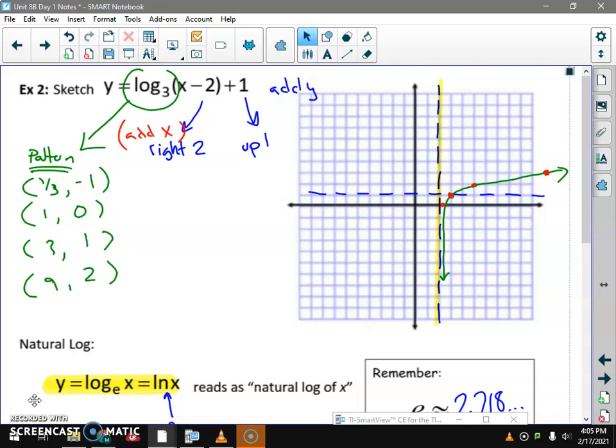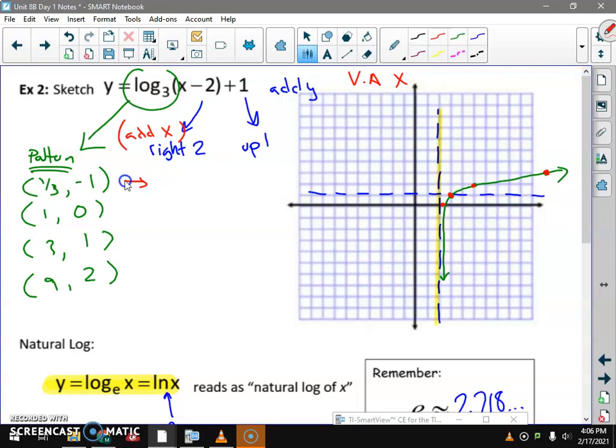So if I take each of these ordered pairs, the first thing I should do is move my new vertical asymptote over. So now instead of it being the y-axis, it's now x equals 2. That makes sense. Now, every one of these points, parent function, is going to be right 2, added 2.